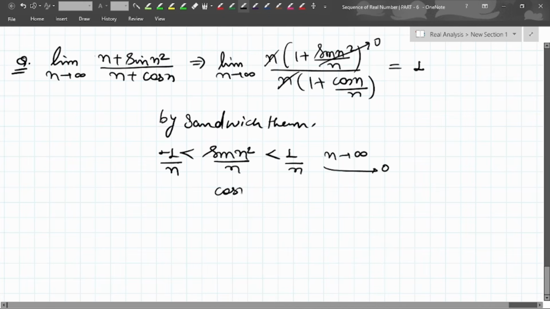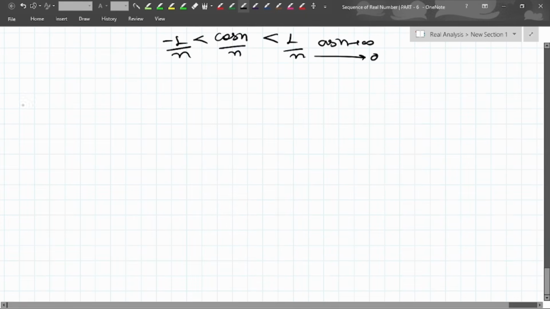Now again take the cos of n. Cos of n is bounded between 1 and -1. If I divide by n, again as n tends to infinity, this will go to 0. So from here it will also go to 0. This is the sandwich theorem. We can use this here. Now I will solve one more question here.